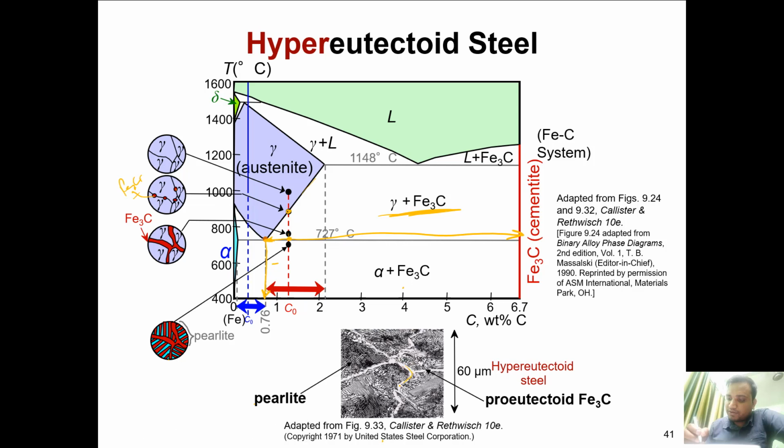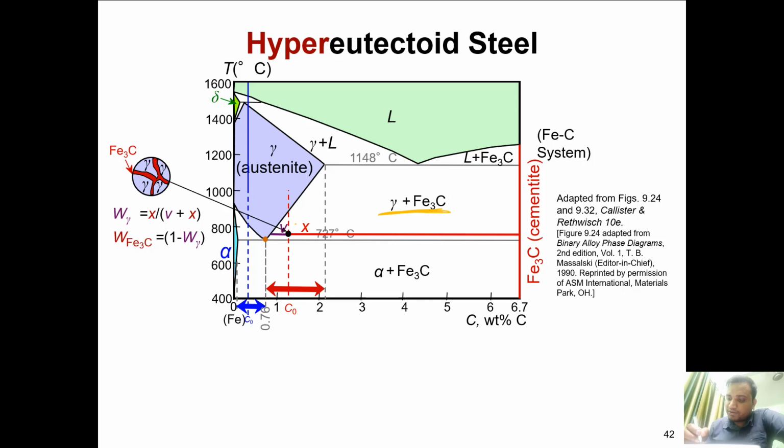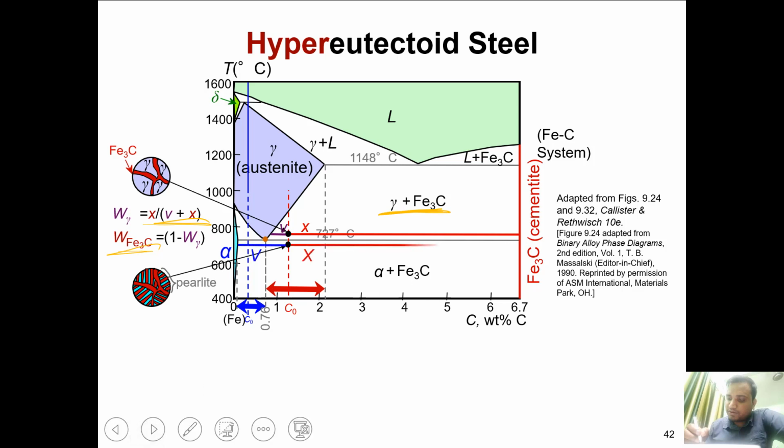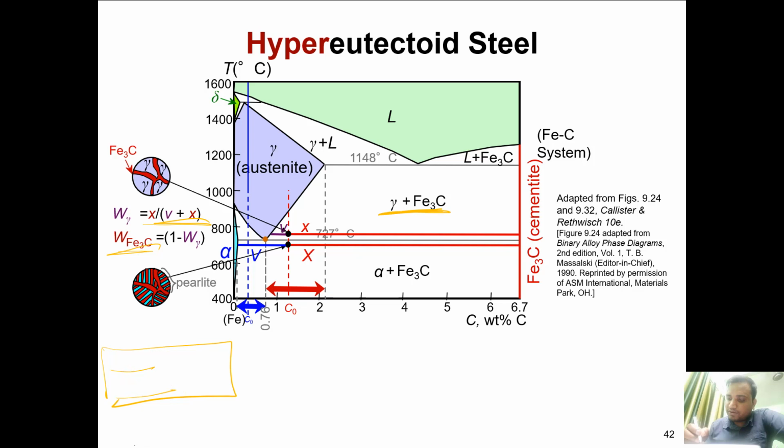If you see the structure, this whitish region is the Fe3C and this blackish is the pearlite. Now here also if you use the tie line, we will be able to find this gamma and Fe3C, right? So gamma is on the left hand side, so it will be x divided by v plus x, that is given. For Fe3C it will be 1 minus this. Or you can also write v divided by v plus x. Now at this point if someone asks to find this alpha and Fe3C, alpha is on the left hand side, so it will be capital X divided by v plus x, and Fe3C will be 1 minus this, or you can write v divided by v plus x.